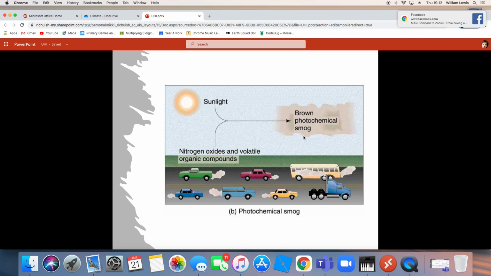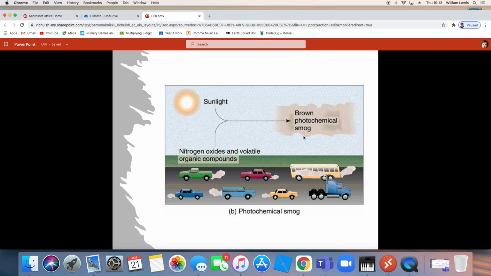Photochemical smog is what we call a secondary pollutant, meaning it has to be created. We have vehicles that produce nitrogen oxides and VOCs, volatile organic compounds. So they exist in car exhausts. In the presence of sunlight, there is a chemical reaction which creates brown photochemical smog. If you don't have bright sunlight, this chemical reaction does not happen, all right?